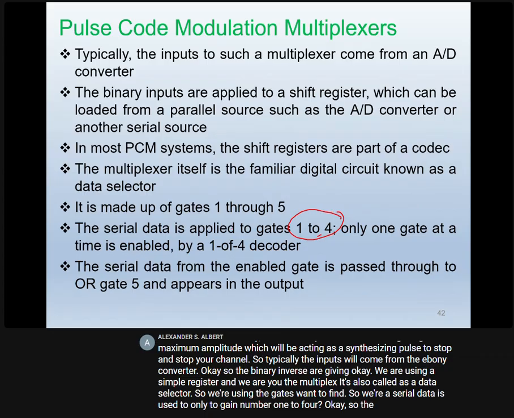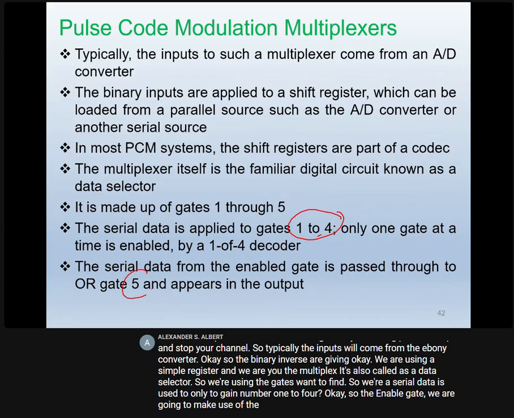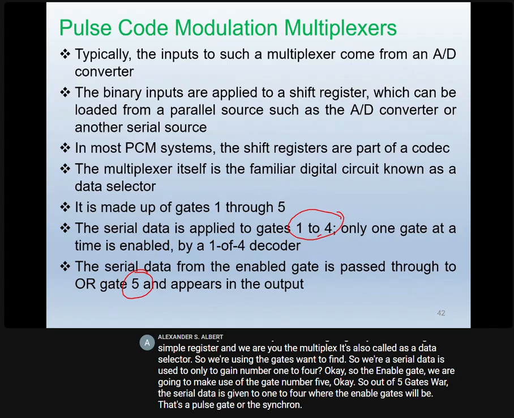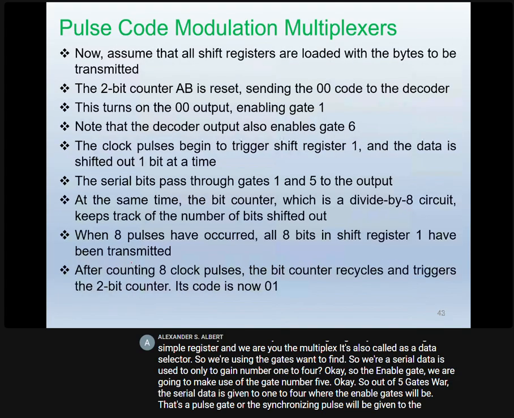Okay. So the enable gate, we are going to make use of gate number 5. Out of the 5 gates, the serial data is given to 1 to 4. The enable gate will be a pulse gate, or the synchronizing pulse will be given to the OR gate.